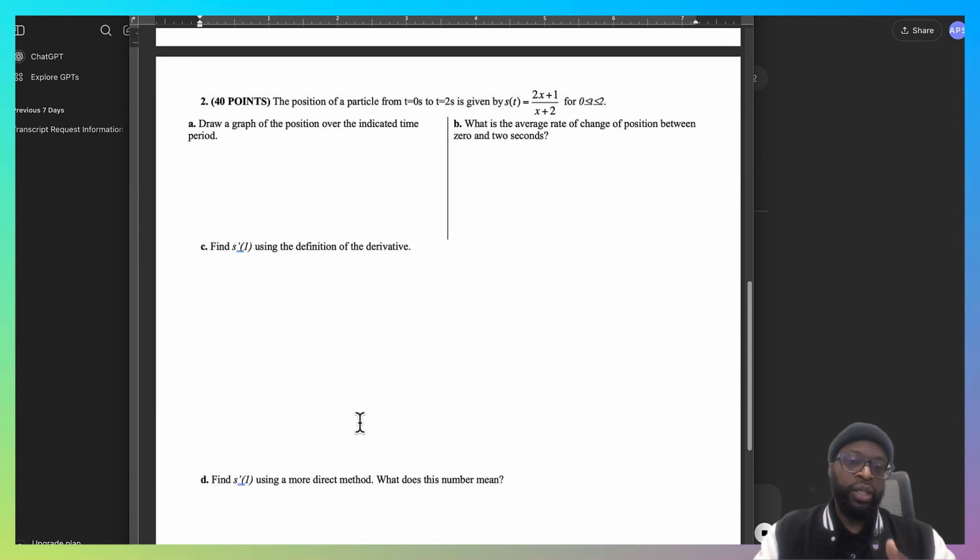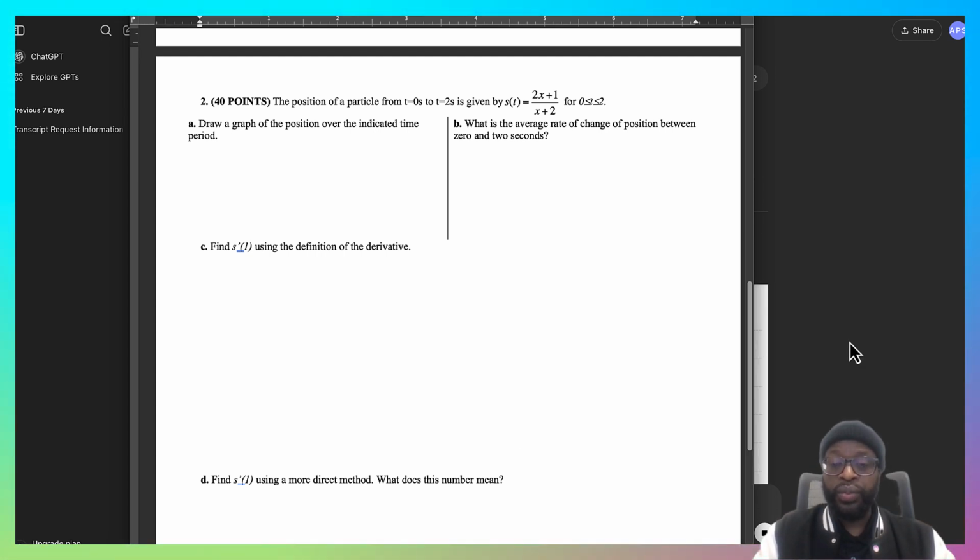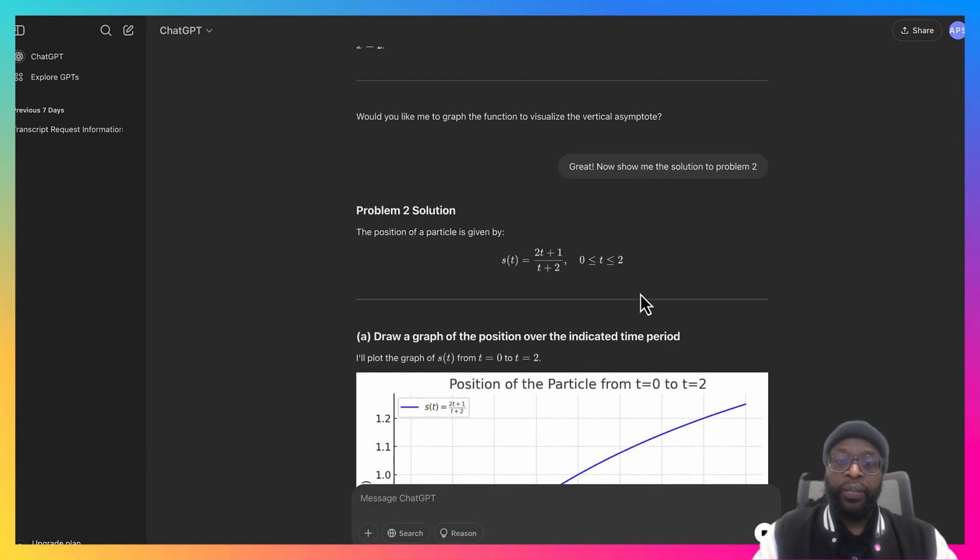The only time you need to use the limit as h goes to 0 is when it says definition of the derivative, which is C. D, we're straight up using probably the quotient rule. Okay. All right. So here we go.